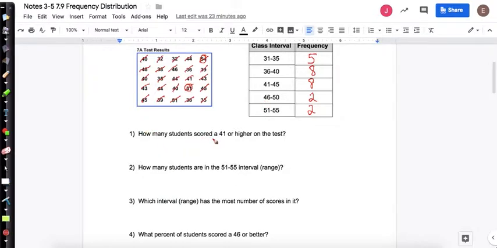Okay, so how many students scored a 41 or higher on the test? I can look here. This is 41 or higher right here. This interval is 41 or higher, and this one is 41 or higher. So 8 plus 2 plus 2 is 12. So 12 students. How many students are in the 51 to 55 interval or range? So 51 to 55, I see 2 students.